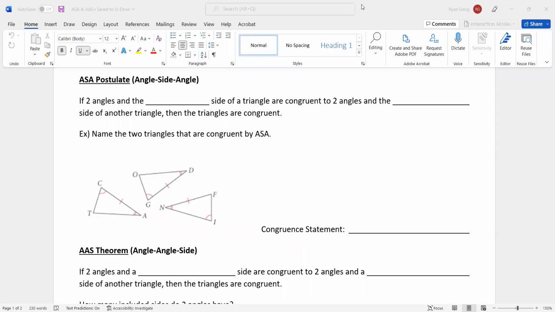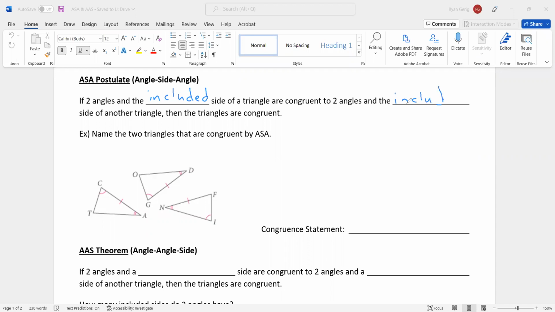Angle, side, angle. If 2 angles and the included side, here we go again with the included idea. But this time it's the 2 angles and the included side. Yesterday it was the 2 sides and the included angle. But if you have 2 angles and the included side of a triangle congruent to 2 angles and the included side of another triangle, then the 2 triangles are congruent.